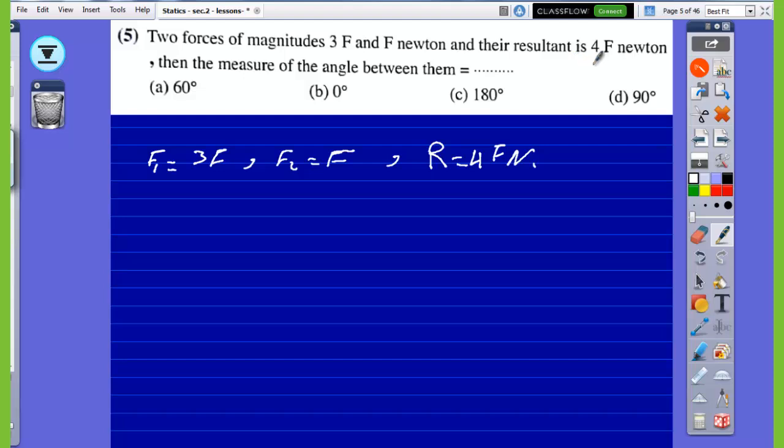Here the resultant is 4F, and it is equal to the sum of the two forces. So what we can say about it is that since the resultant equals the sum of the two forces, then the measure of the included angle equals 0. So directly we choose 0.